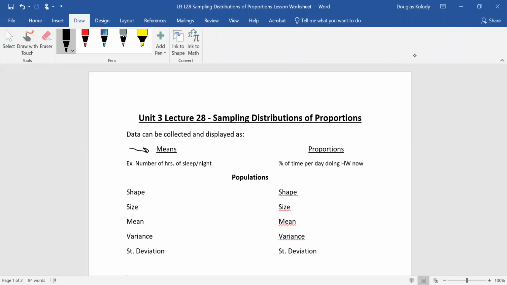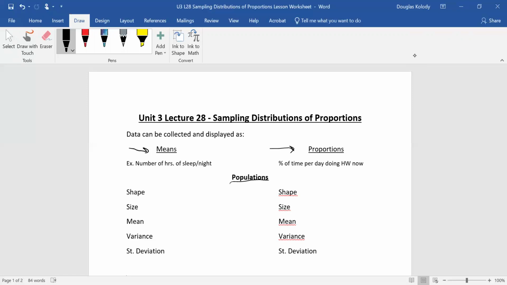What's an example of data collected as means? Well, how about collecting the number of hours that people sleep per night? Data can also be collected as proportions. And what's an example of that? Proportions, fractions, percentages. The percentage of time per day you're doing your homework now in isolation versus when you weren't in isolation, or in a different world for a temporary period of time. So let's talk about the populations of each.